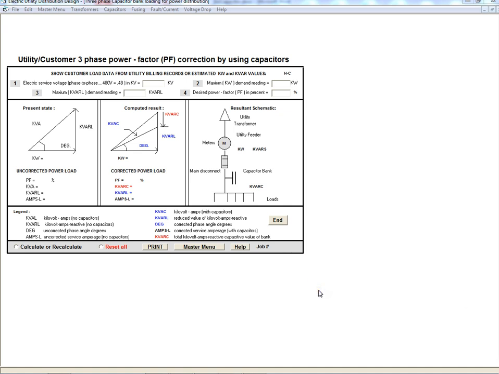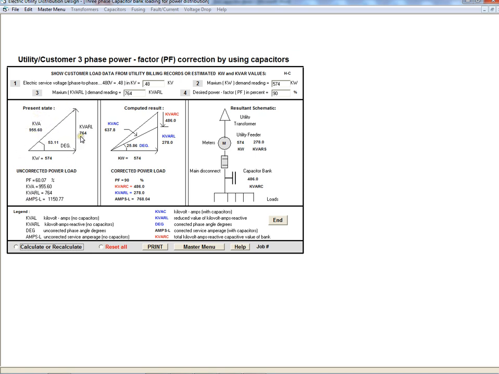So now all we really have to do is put in those values that were given to us. 480 volts is the system, so 0.48. The maximum kW that we were given was 574. The kVAR inductive reading that we were given was 764. And the power factor that we want to work our way to is 90%. So let's see what happens. All we have to do is input these four values up here, come down and hit calculate.